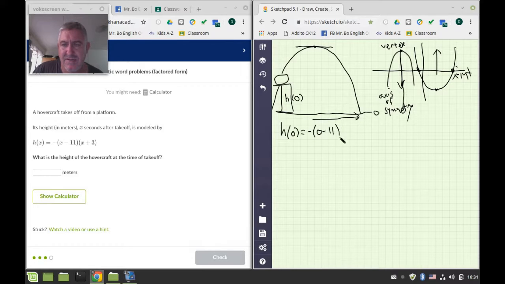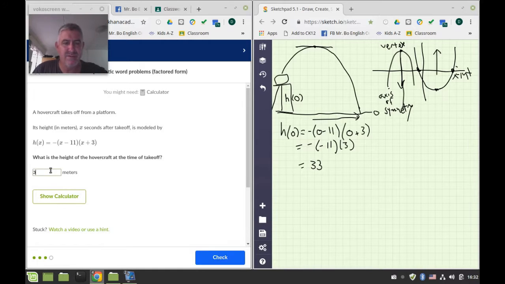negative 0 minus 11, and we'll just put 0 wherever we see x. Then 0 plus 3, we're just substituting, which is negative times negative 11 times 3, which is 33. Remember, negative times negative is positive, so it's 33. So it starts off at 33 meters.